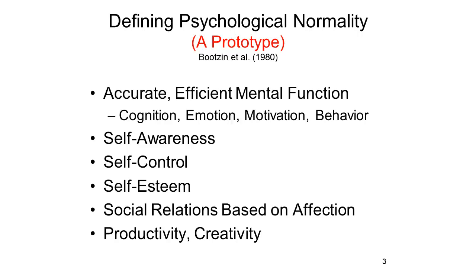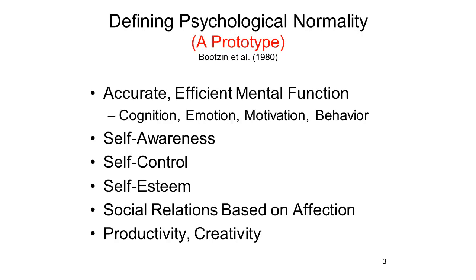Beyond cognition, they tend to have feelings and desires that are appropriate to the situation, and they behave accordingly. Normal people are also generally aware of their thoughts, feelings, and desires, and of their behavior and its impact on other people. They are generally able to control their impulses and emotions, and are able to delay gratification. People generally think reasonably well of themselves. They have relatively high self-esteem.